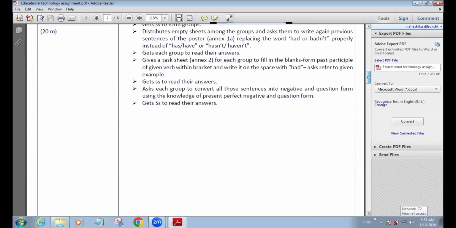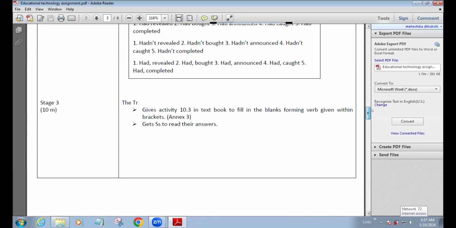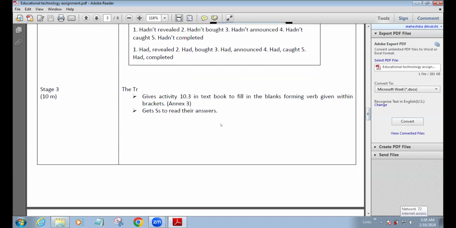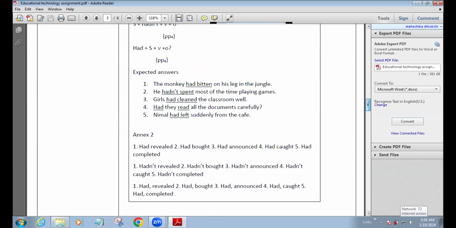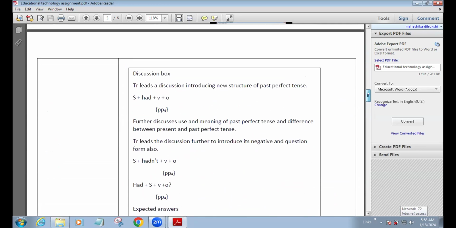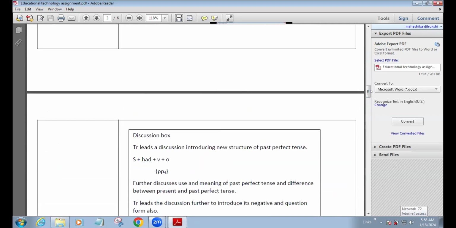Is there anything to explore? You just give them an activity and ask, can you use had and past participle? They don't have to discover anything there. It's like a control practice activity. It's not an exploration activity.